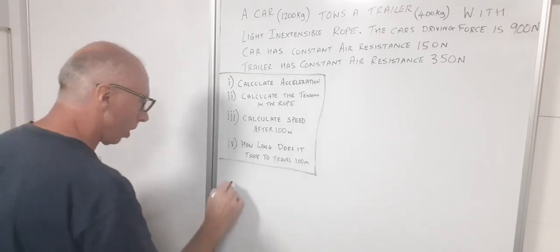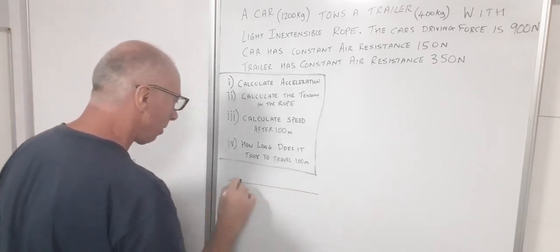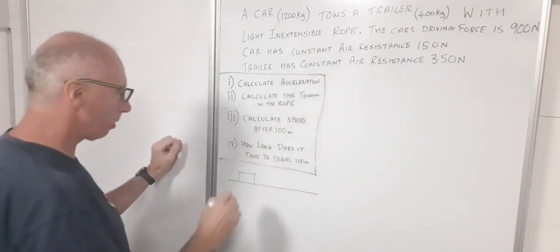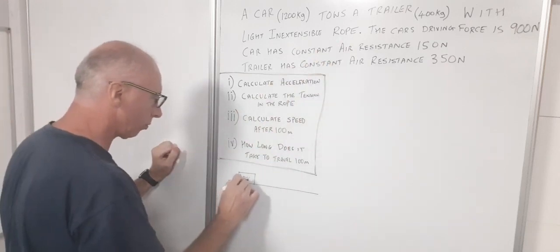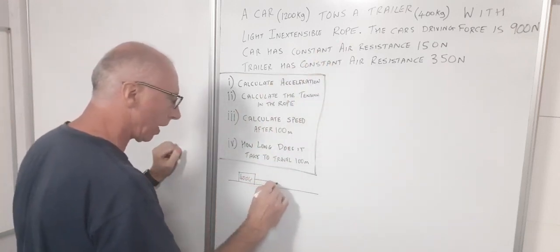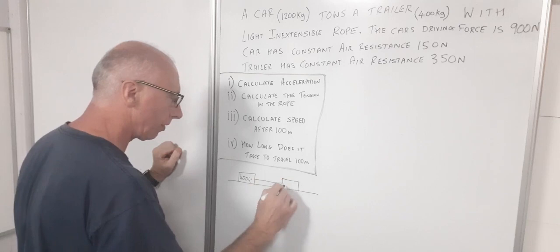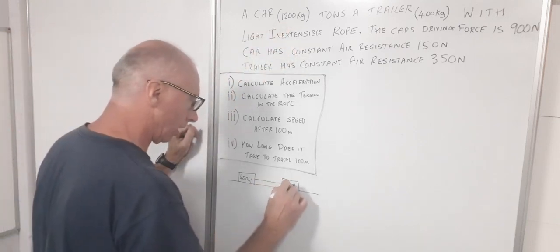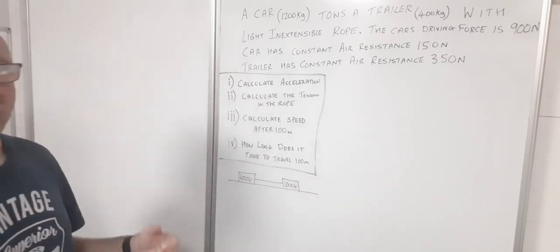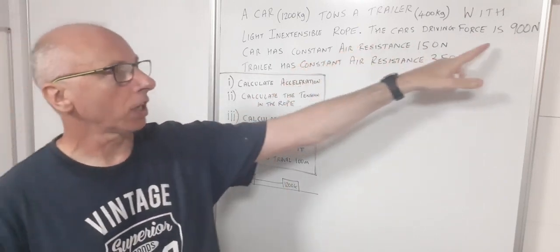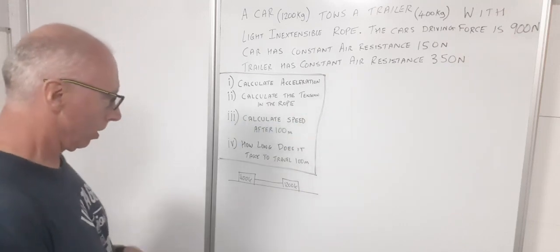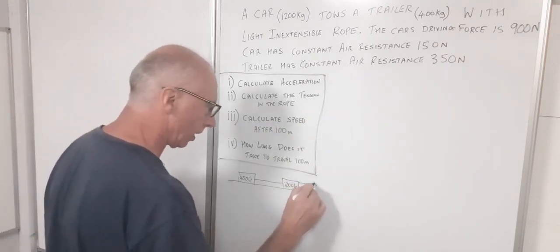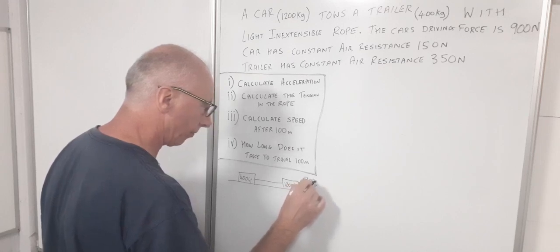So let's just draw our road here, and we can have the trailer here, and it's got 400 kilo mass, so that's 400k, towed by a rope to a car which has mass 1200. Okay, now the other forces we need is the driving force of the car is 900 newtons. So that's pulling the car forward. So the 900 newtons is going in this direction.